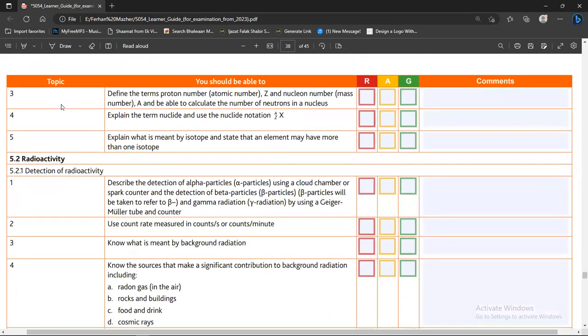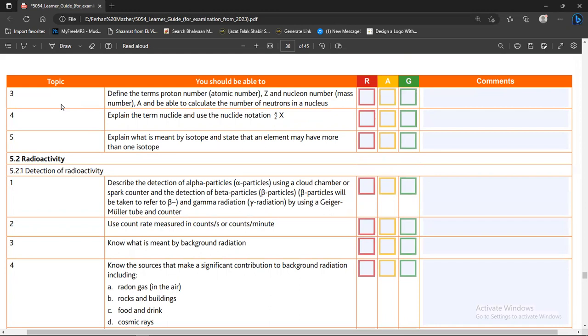Define the term proton number, which is atomic number, Z, and the nucleon number, which we call the mass number, A, represented with a capital A, and be able to calculate the number of neutrons in a nucleus.